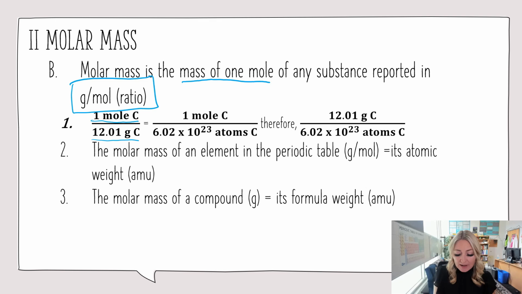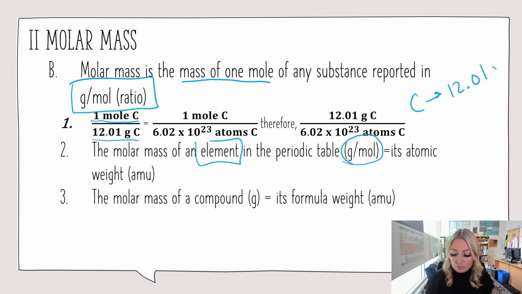The molar mass of your element in the periodic table is reported in grams per mole. That's our unit. That's the same thing as its atomic weight. So when we talk about an element, and that was the example we gave here, we know carbon's atomic weight off the periodic table is 12.01 grams. That's also equal to its molar mass. Carbon's molar mass is 12.01 grams per mole of carbon. So the molar mass of the compound is also equal to its formula weight, where you would add up all of the individual atoms that are in that compound as well.